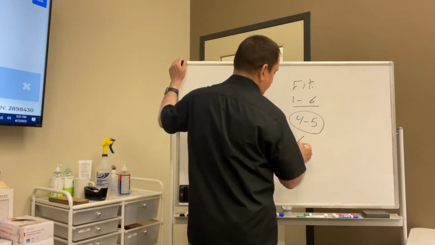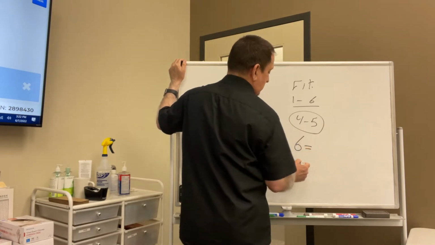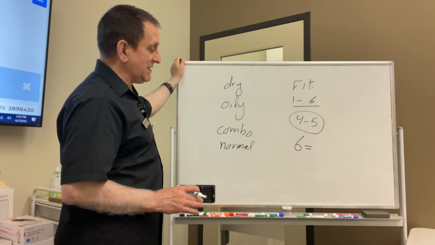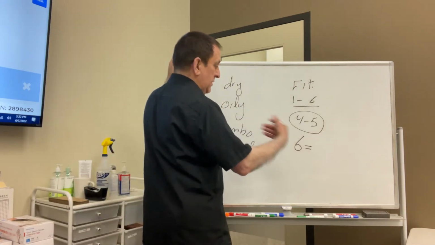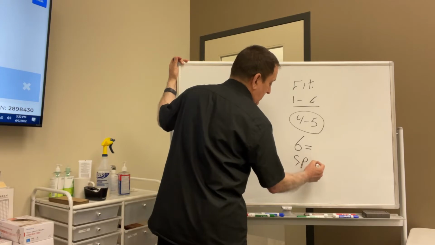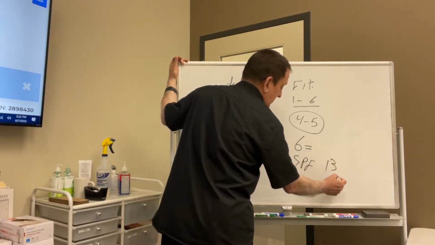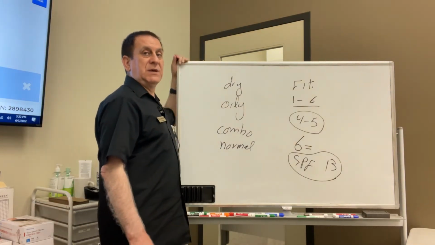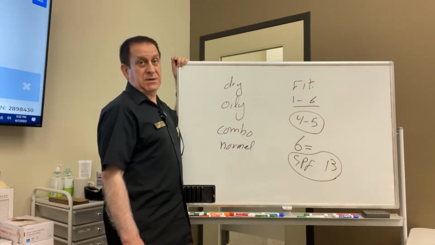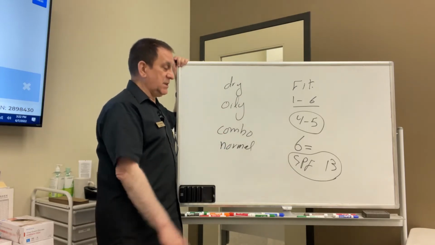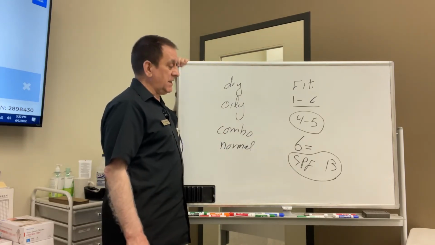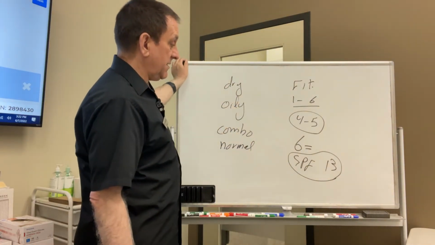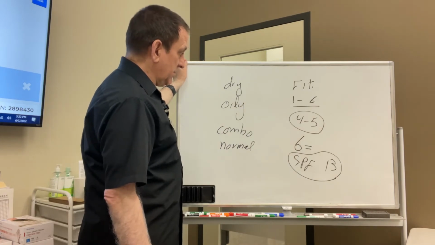Fitzpatrick 6 is the dark skin of African people. Fitzpatrick 6 has a built-in SPF of 13. That's why people of African origin age way, way later than other people, because their skin is dark, they have so much melanin, and their skin has a built-in SPF 13. We talked about SPF yesterday.